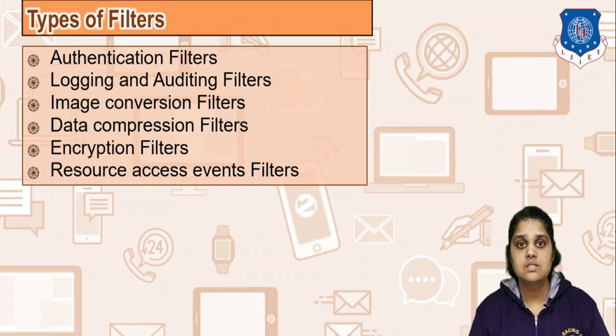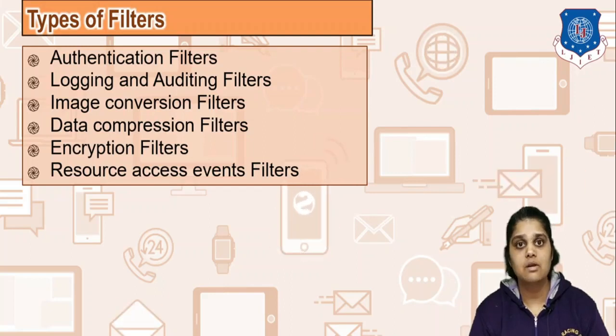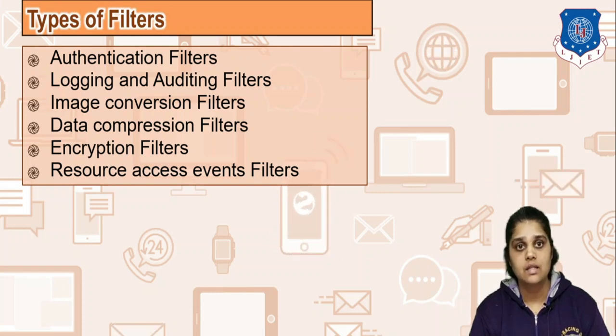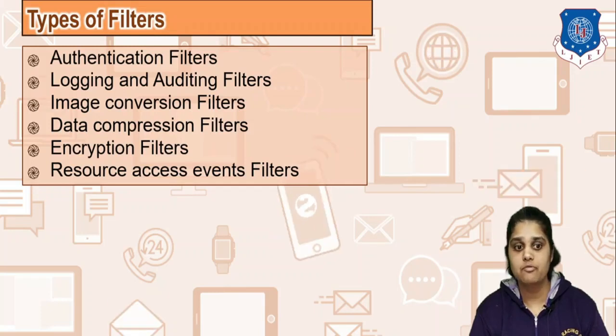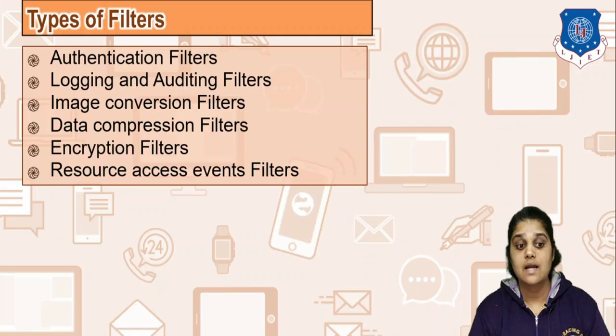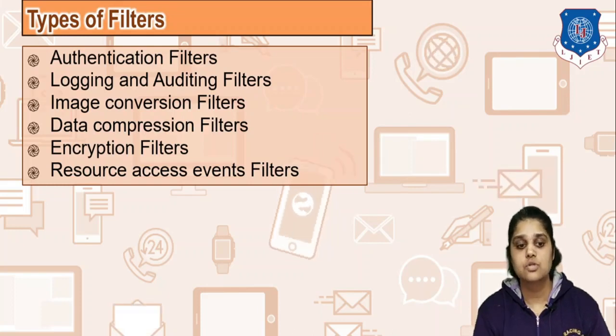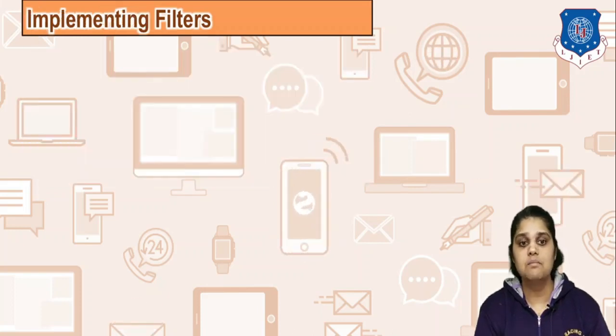So if you are sending, say for example, an MP3 file and the server requires an MKV file, then you can keep a filter in between that can convert any other format to MKV format. That was specifically for voice conversion, but you can have it for image conversions too. You can have filters for data compression, for encryption, and also if you want to handle databases, you can have resource access filters. So these are the various types of filters that you can implement.